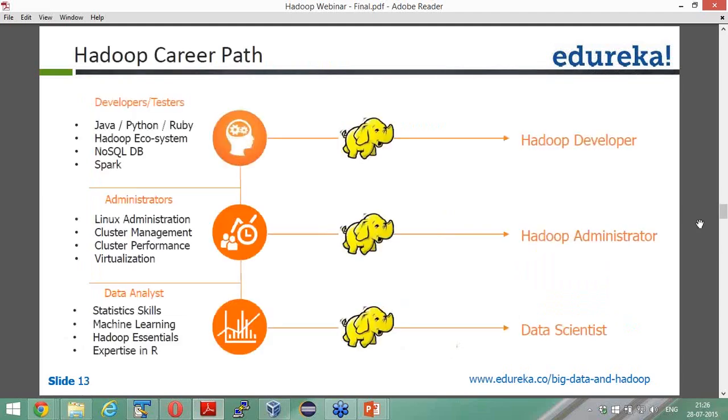Okay, career pathwise, if you look within Hadoop, there are three branches as such. Hadoop developers will be doing the actual coding, development, architecting the solutions, solving the business problems, or implementing whatever the data scientist refers to. All such things will be done by the Hadoop developer.